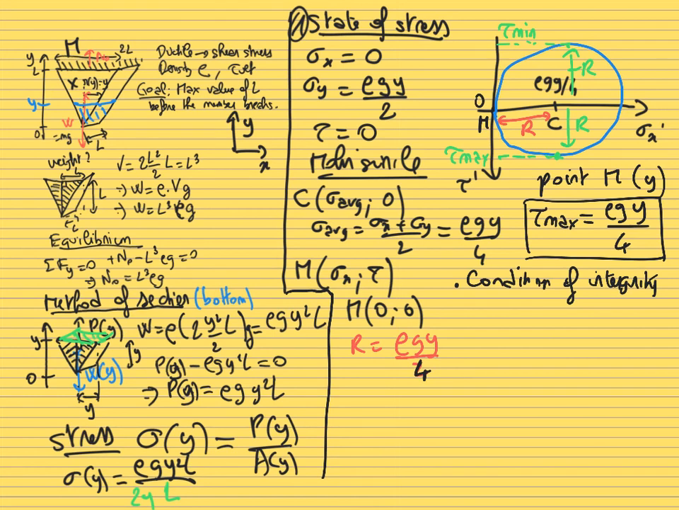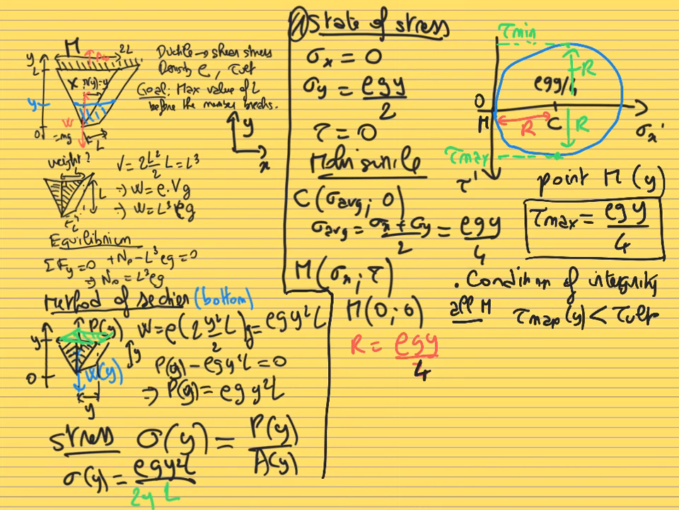So the condition is that for all the points M, if this material is not going to break, it means that for all the points M of this member, the maximum shear stress as a function of y needs to be always smaller than the ultimate shear stress. If there is at least one point M for which this condition is not true, for which the maximum in-plane shear stress becomes larger than the ultimate shear stress, then the material will break at this point.